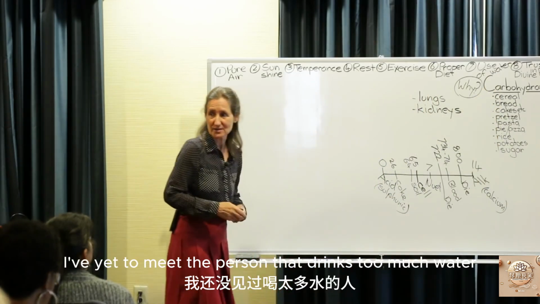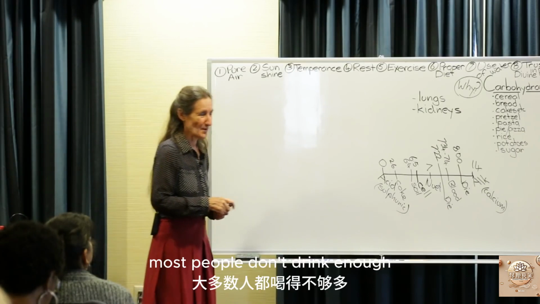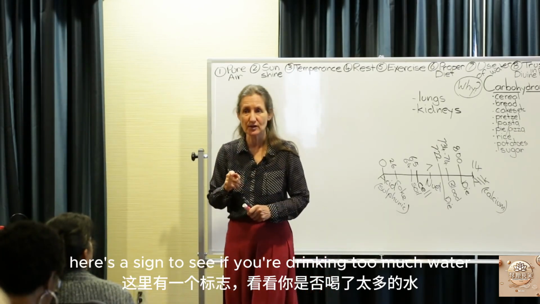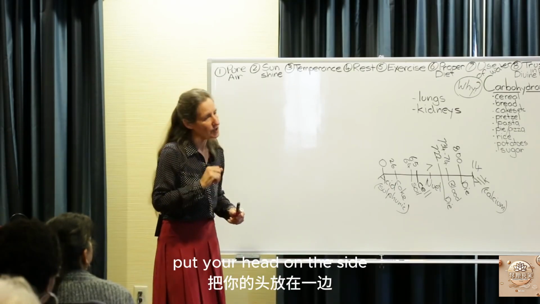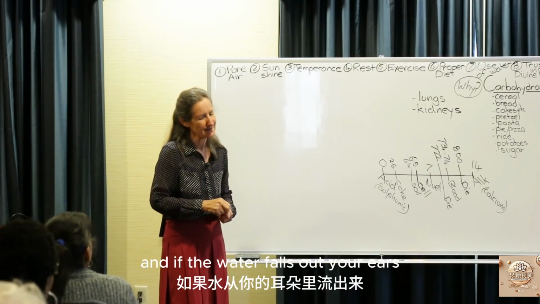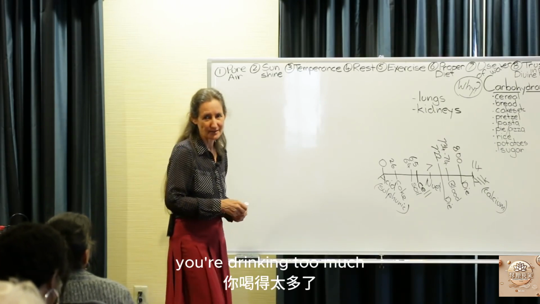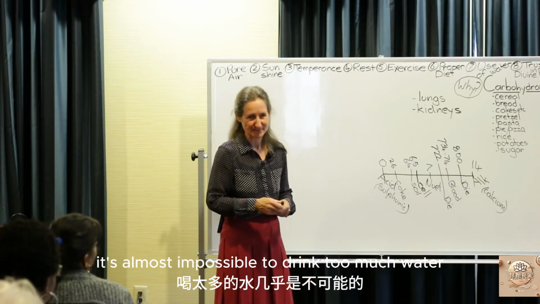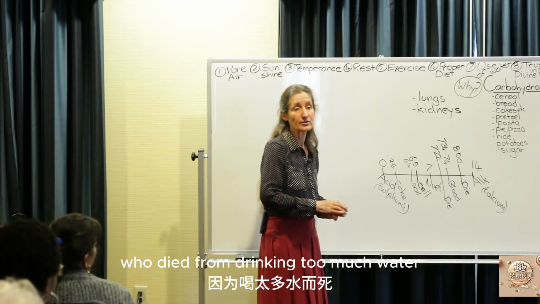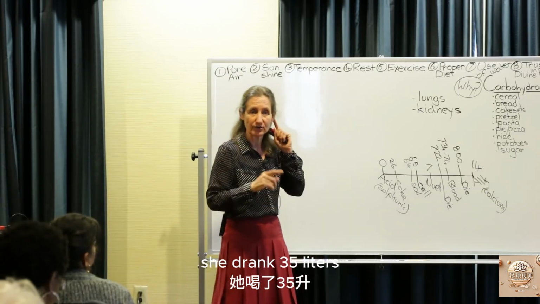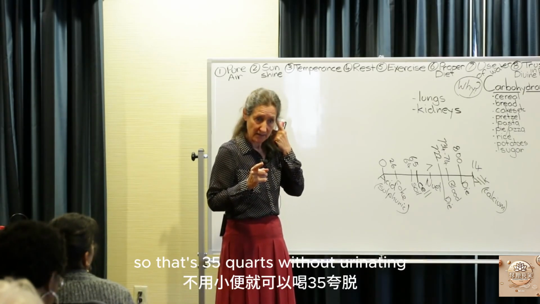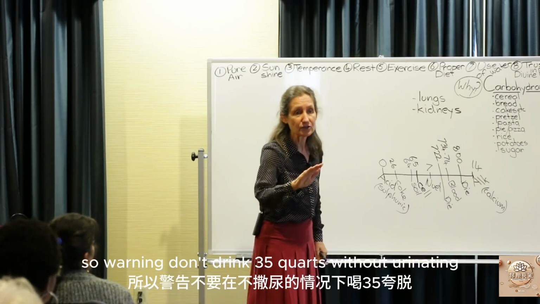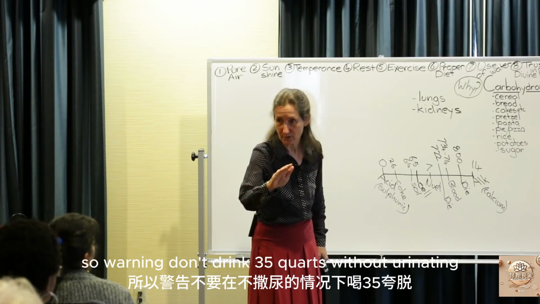I've yet to meet the person that drinks too much water. Most people don't drink enough. Dr. Christopher said, here's a sign to see if you're drinking too much water. Put your head on the side and if the water falls out your ears, you're drinking too much. In other words, it's almost impossible to drink too much water. There is the story of a lady who died from drinking too much water. She drank 35 litres, so that's 35 quarts without urinating. So, warning, don't drink 35 quarts without urinating.